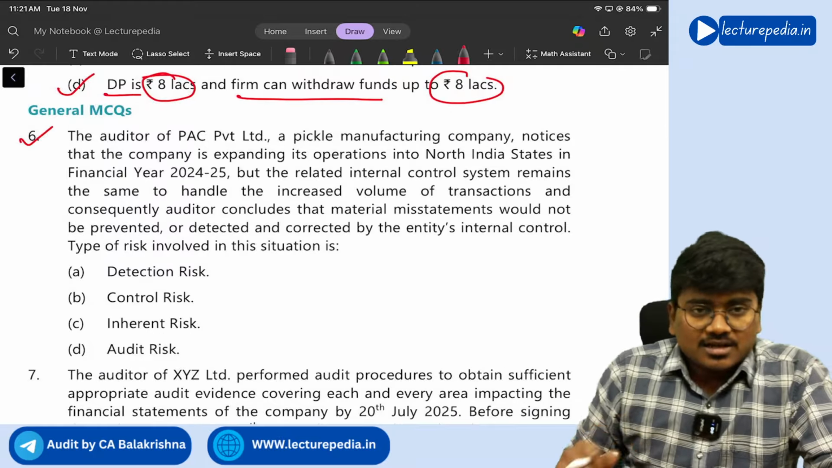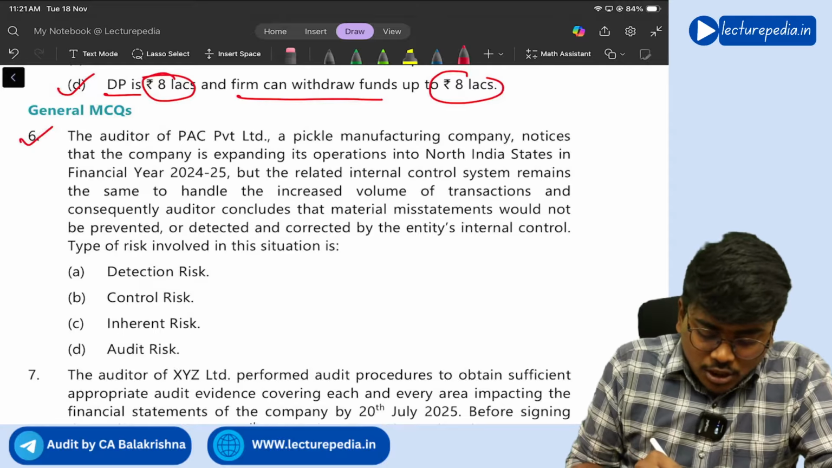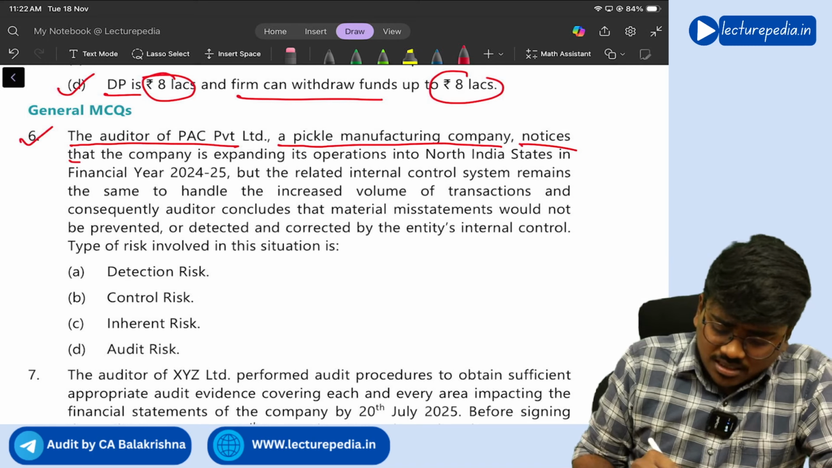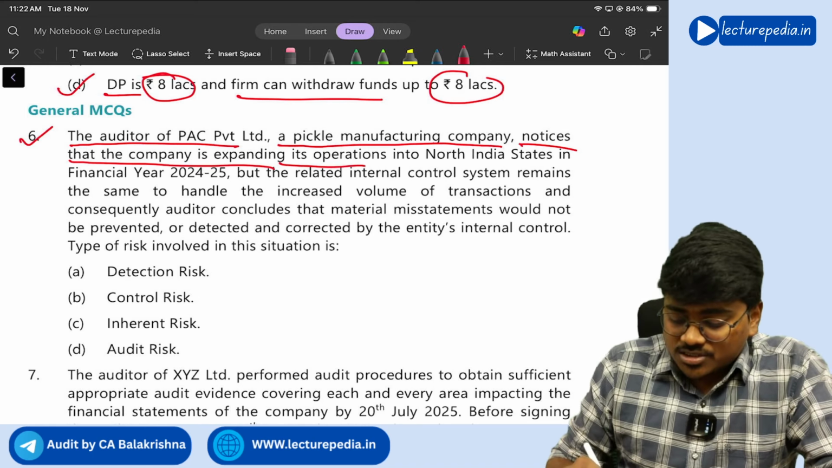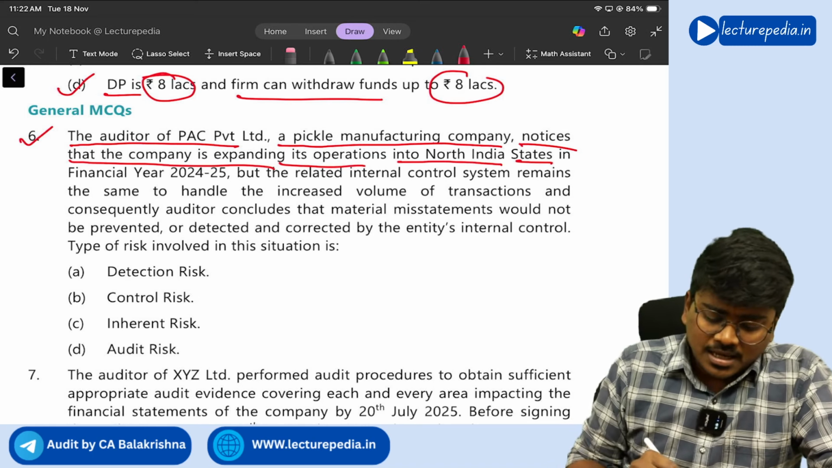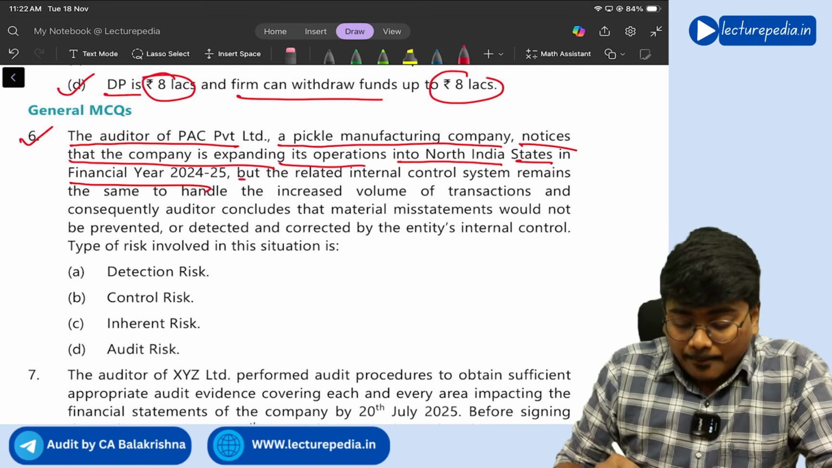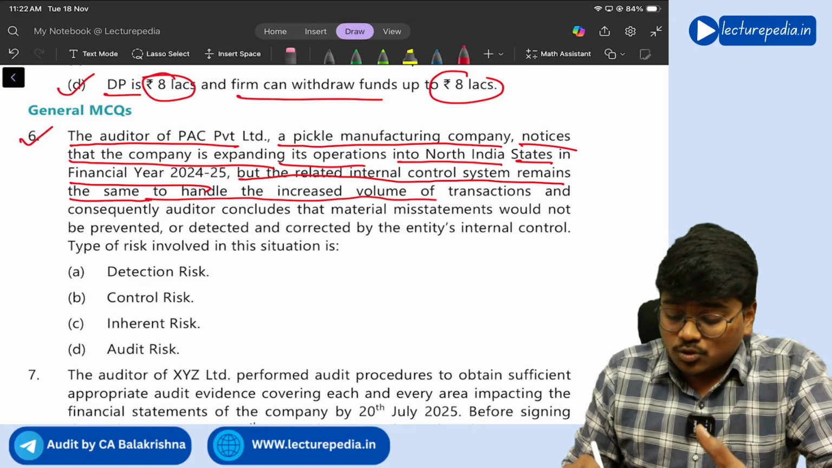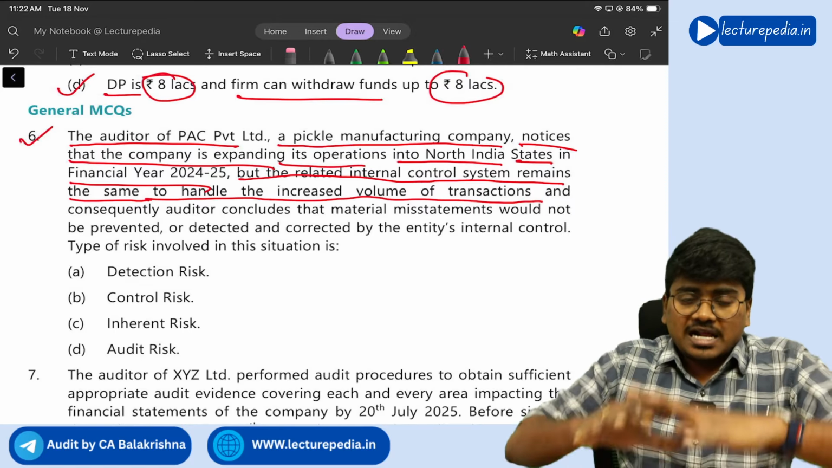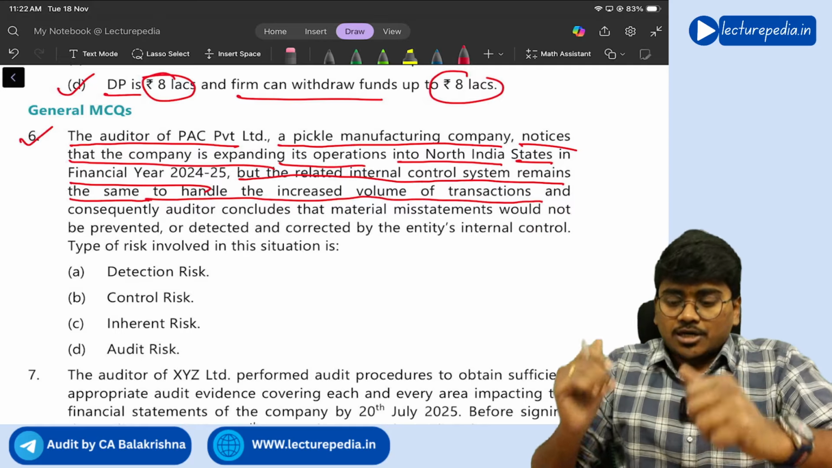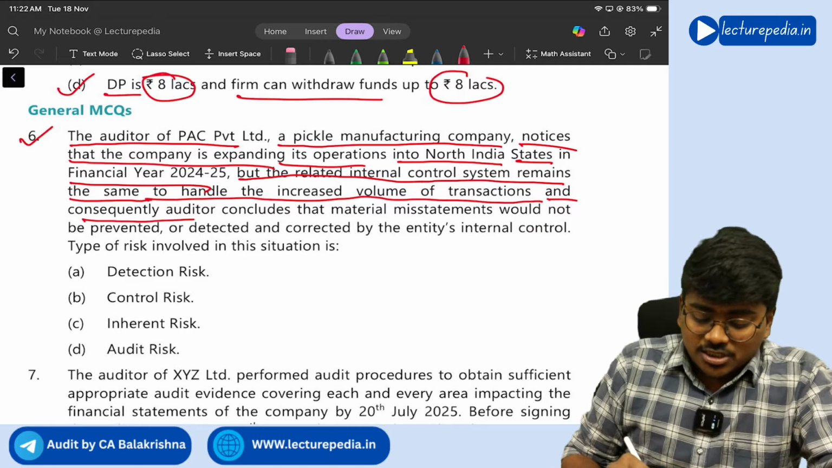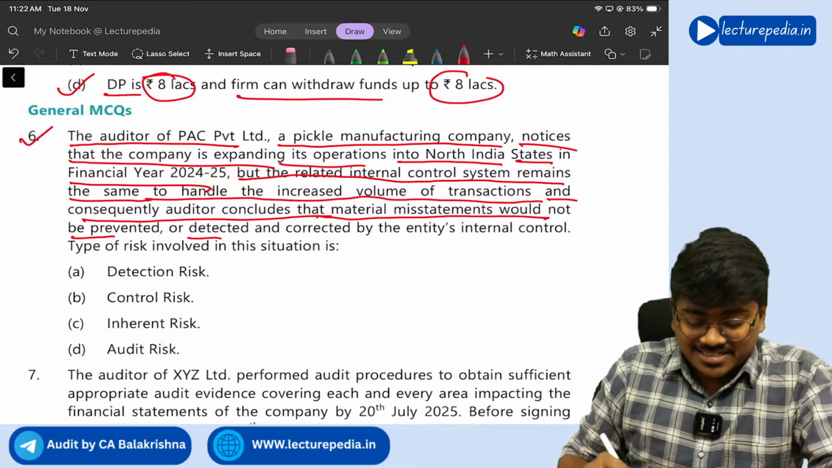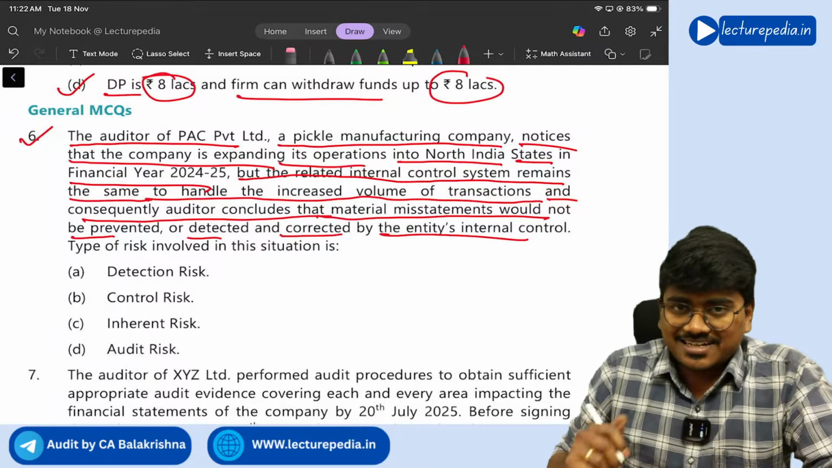Now going to the general MCQs, MCQ number 6. Auditor of PAC Private Limited, a pickle manufacturing company, notices that the company is expanding its operations into North Indian states in financial year 24-25, but the related internal control system remains the same to handle the increased volume of transactions. So transactions increased, but the internal control remains the same, and consequently the auditor concludes that material misstatements would not be prevented, detected, corrected by the entity's internal control system.